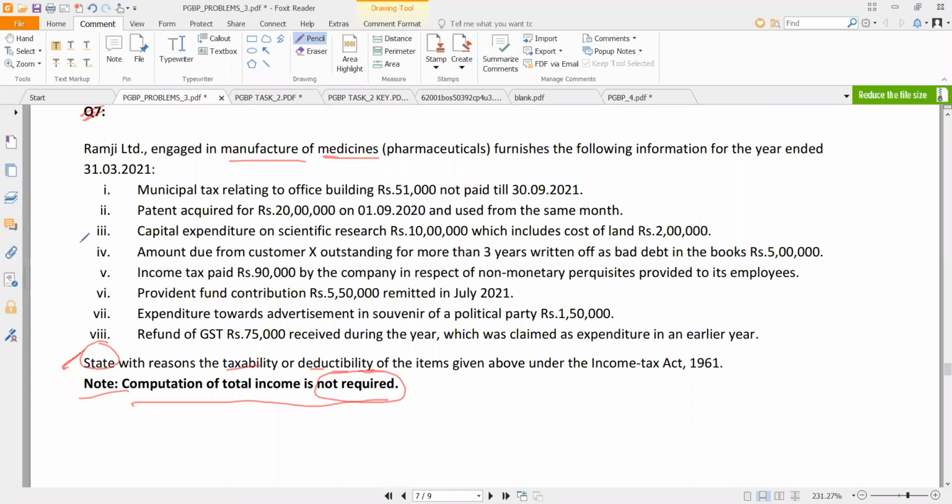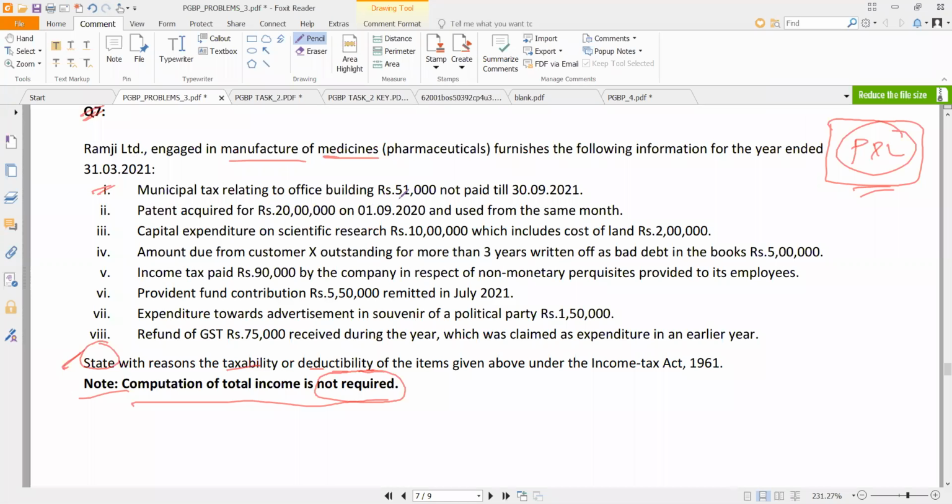And some people will do that so mechanically, without even observing that this question never had, first of all, the profit as per the P&L account. The starting point itself is not there. What will you compute? What will be the computation that you will do? Nothing. So be clear with the concepts. Without any amount of P&L profit or loss, we cannot do any computation of PGBP. Not possible. These are only items which you have to tell as deductible, not deductible, taxable, not taxable. That's all. Look at them one by one.